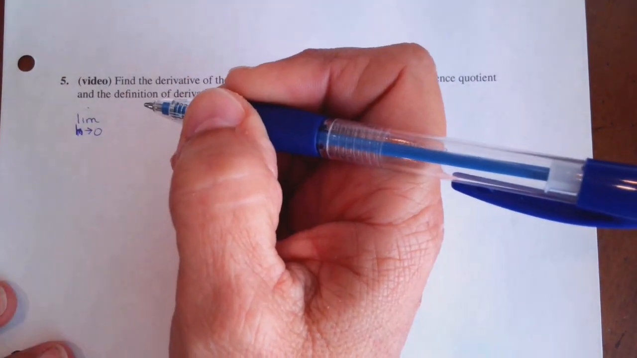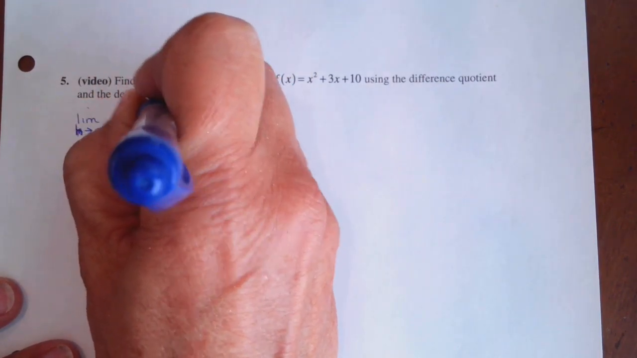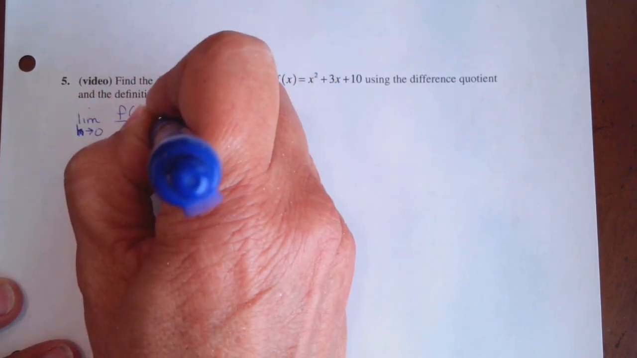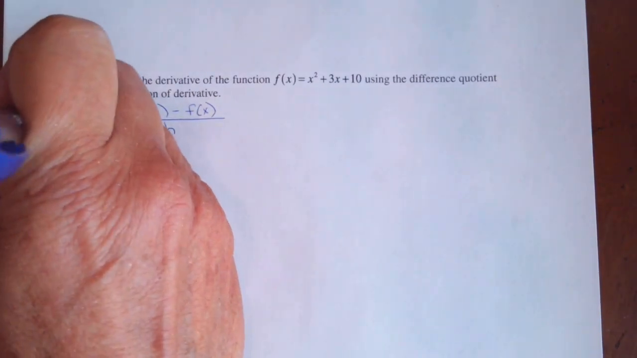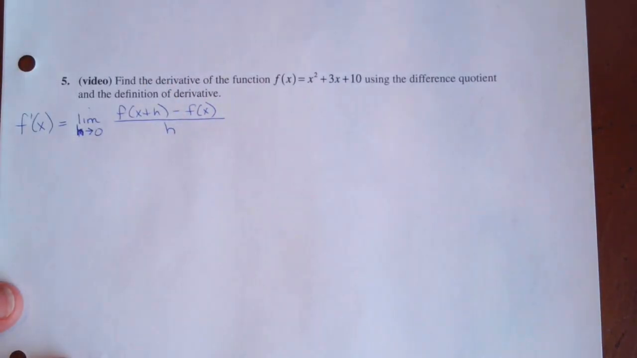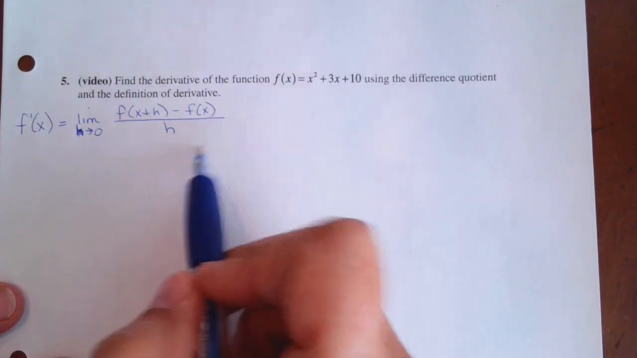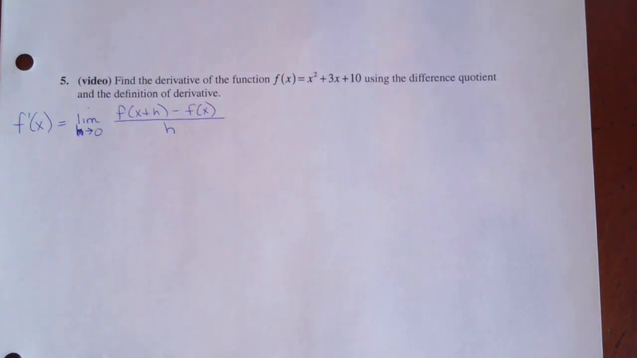and then we're going to do f of x plus h minus f of x over h. Okay, so this is the derivative, f prime of x. So that's what we're getting ready to do. Find the derivative of this function. Notice there are no points. It doesn't say at x equals 1, at x equals 2, or whatever. Just find the derivative using the definition of derivative of a function.